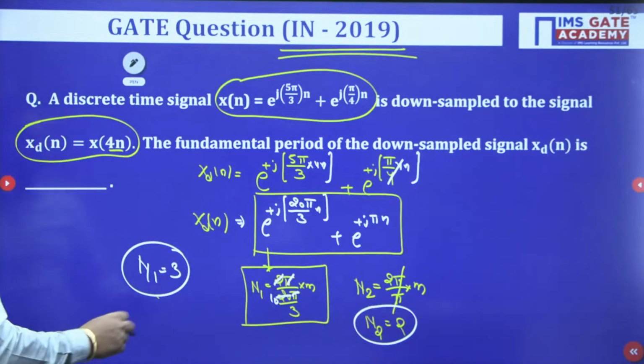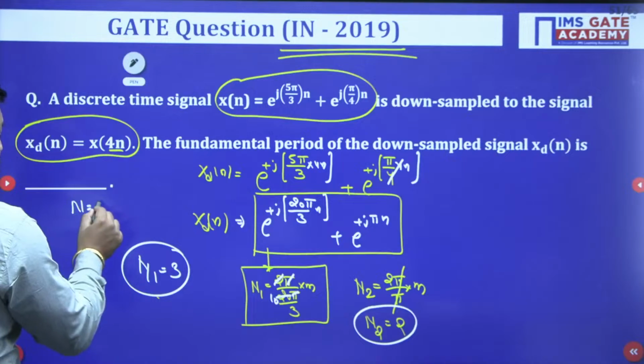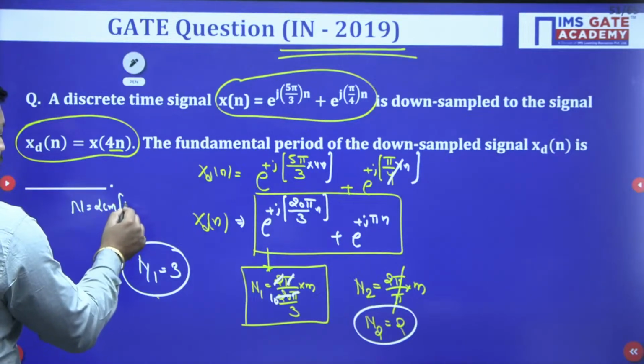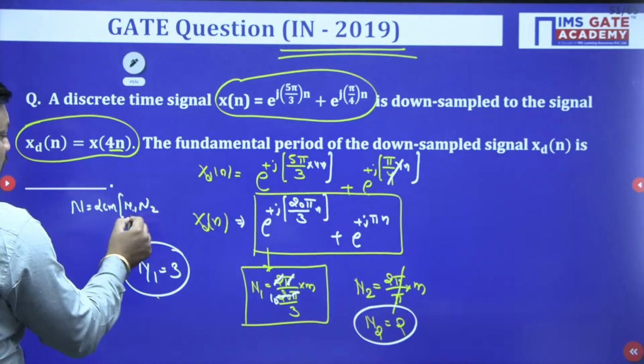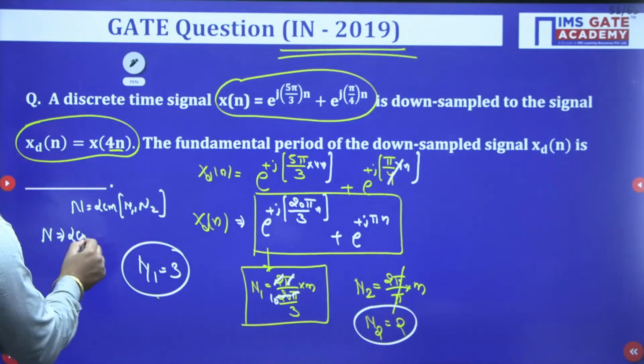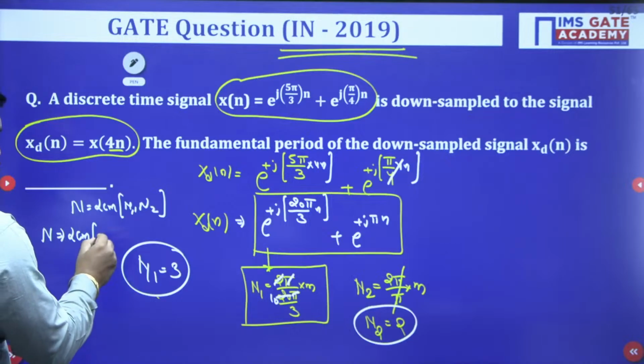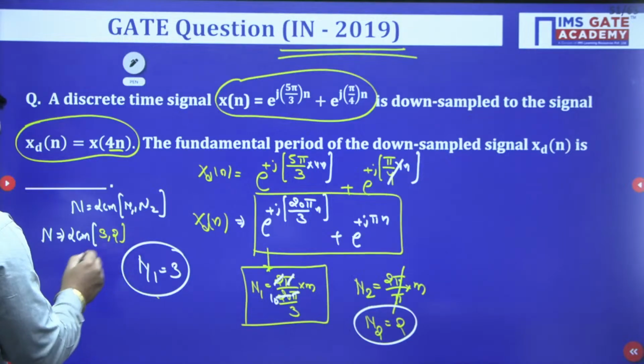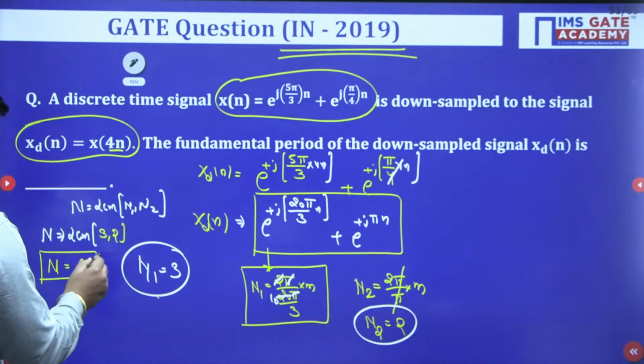So m can be any integer, but the fundamental time period of n is nothing but the LCM of n1 and n2. So the fundamental time period is nothing but the LCM of 3 and 2. So what you will get, N is nothing but 6. LCM is nothing but 6.